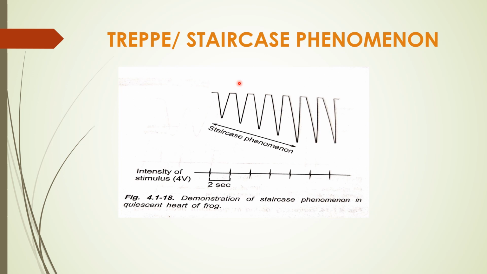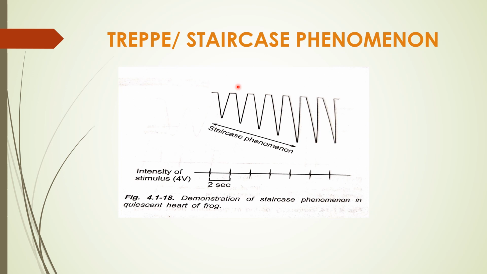So it is seen in a quiescent heart, that is, following application of the second Stannius ligature. Stannius ligatures are the amphibian experiment for you, so we will explain it in the frog's heart experiment. Stannius ligature is nothing but the application of ligatures to the frog's heart.